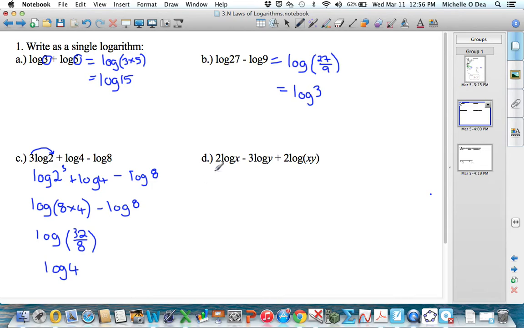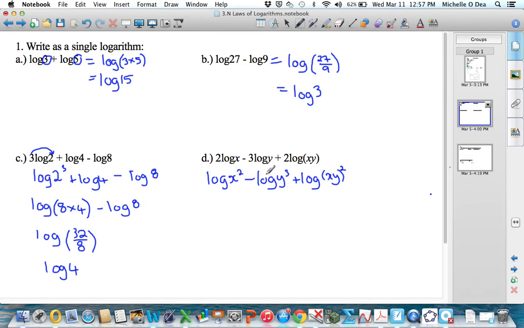Okay, and then our last example here, now we just have x's and y's, but we follow exactly the same rules. So all these numbers out the front, they need to be moved because we can only use the addition and subtraction rules if it's just log. So let's first of all move those back up to the power. So we have log of x to the power of 2 minus log of y to the power of 3 plus log of xy all to the power of 2.